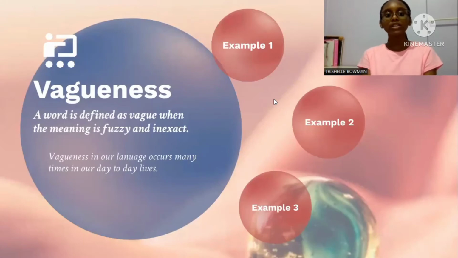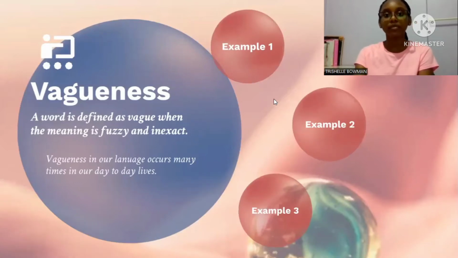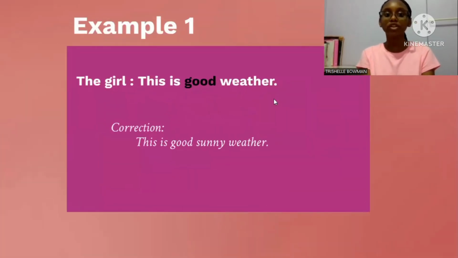Vagueness. A word is defined as vague when the meaning is fuzzy and inexact. Vagueness in our language occurs many times in our day-to-day lives. By this, I mean that sometimes our slang and phrases can be misrepresented and misunderstood, and that should not be the case. If something is not clear, it should be made clear. Especially if you are a critical thinker, the trait of clarity should be something that you possess and take pride in.